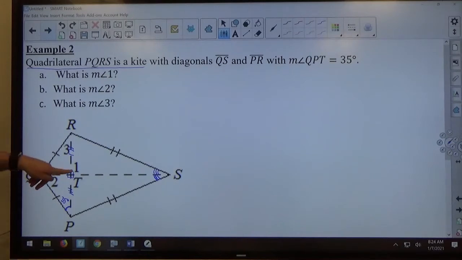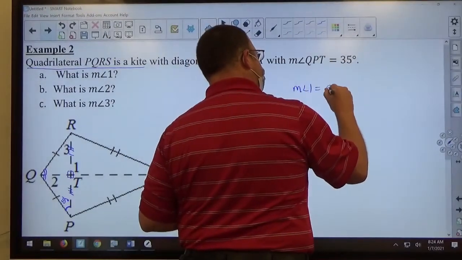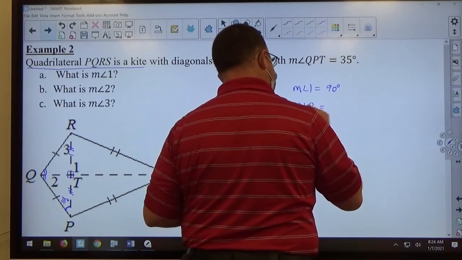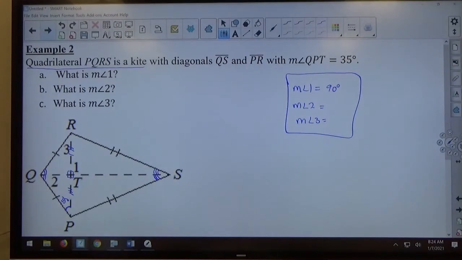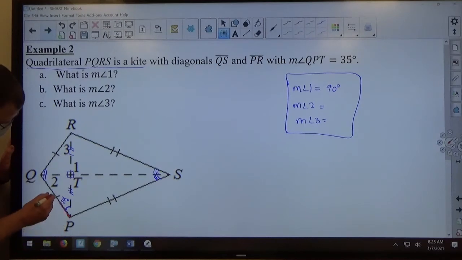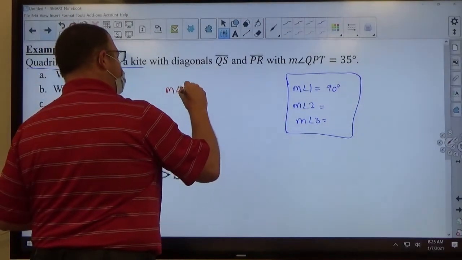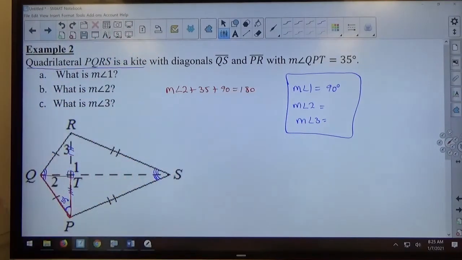All right, well, angle 1 is a right angle, right? So measure of angle 1 equals 90 degrees. Measure of angle 2 equals something, measure of angle 3 equals something. So, if we look at angle 2, it is embedded in triangle PQT. PQT is a right triangle, with measurements of 35, 90, and unknown, right? So I know the measure of angle 2 plus 35 plus 90 adds up to 180. 180 degrees in a triangle.